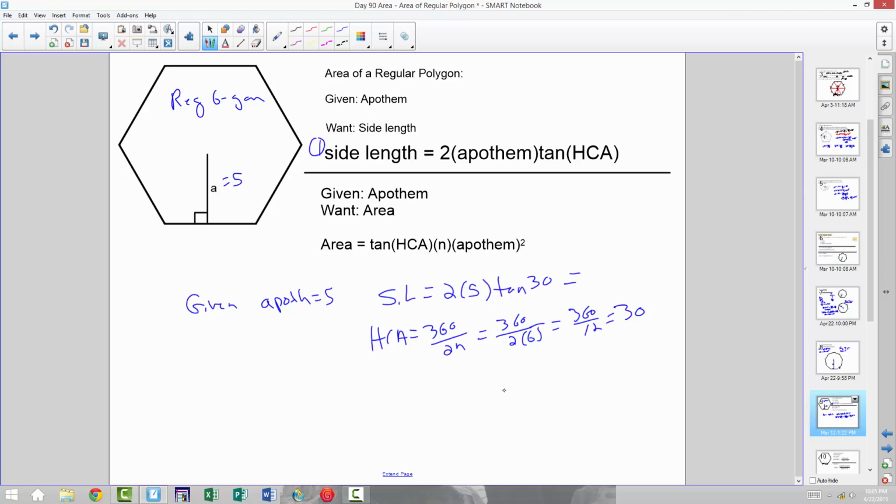So this will give me 5.8. So my side length is 5.8 units. So if my apothem is 5, my side length is about 5.8.